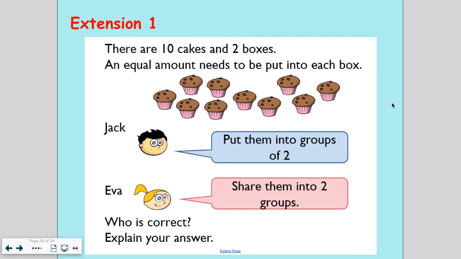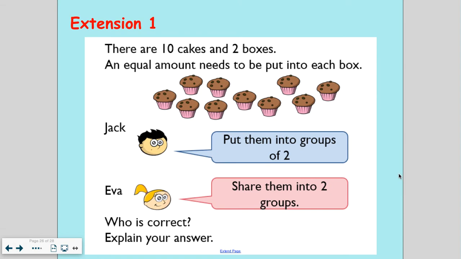Here is your first extension activity. There are 10 cakes and 2 boxes. An equal amount needs to be put into each box. Jack says, to do this, you need to put them into groups of 2. But Eva says, no, you need to share them into groups of 2. Who do you think is correct? Can you explain your answer?